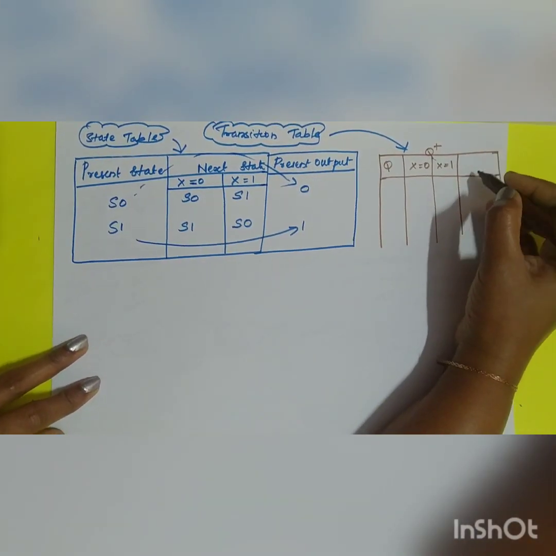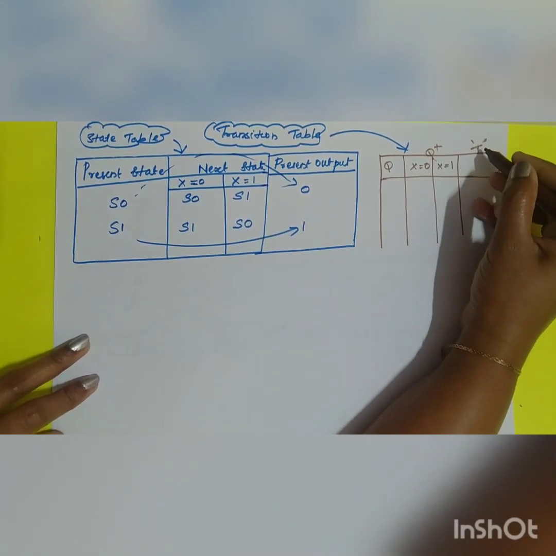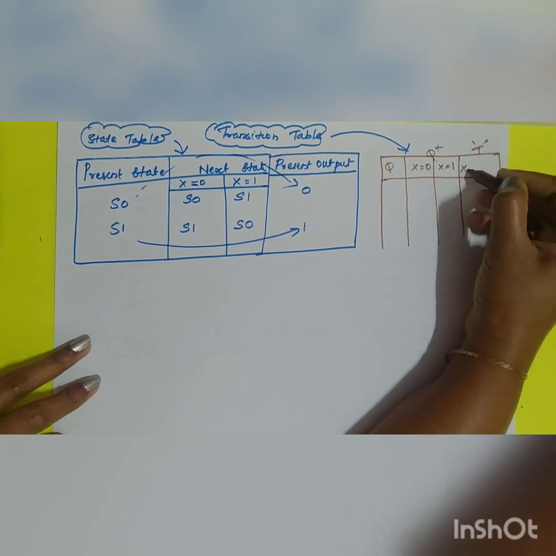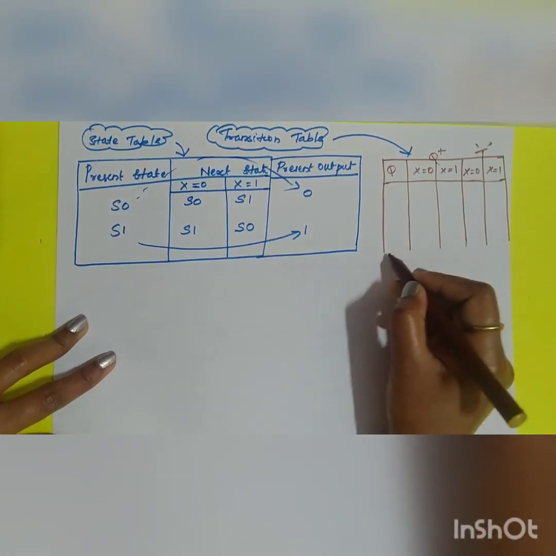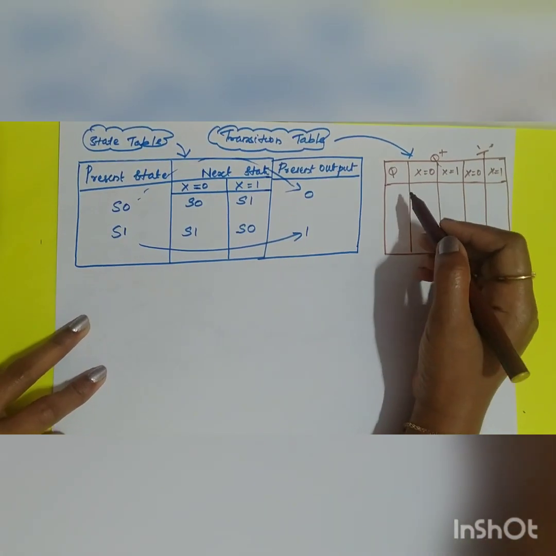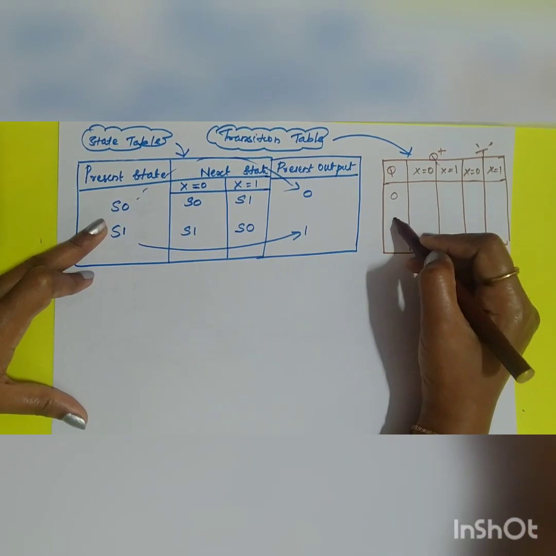And what are you going to add? The input to the flip-flop. The flip-flop which you are going to use here is the T flip-flop. So depending on the inputs, what are your flip-flop states? That is the transition table. So what will be your states here? Present state is 0, 1.